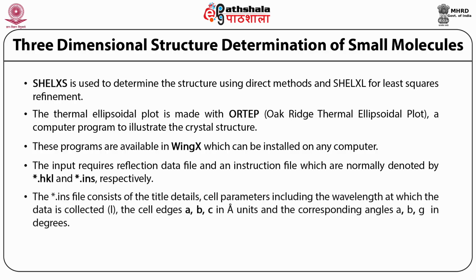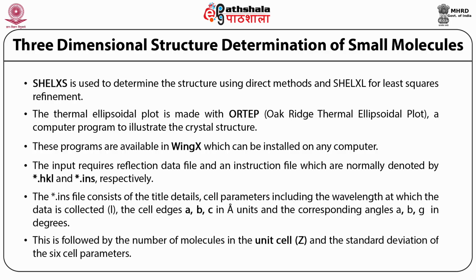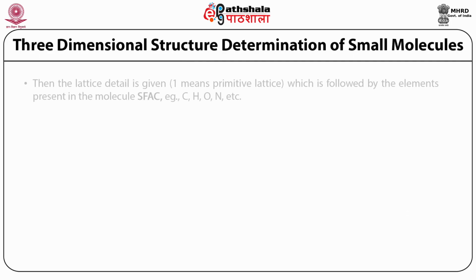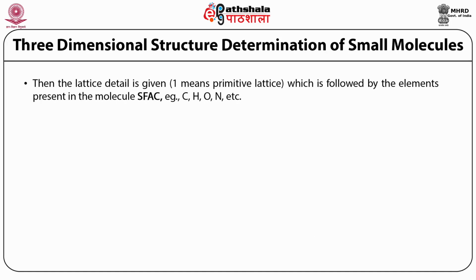The instruction file consists of the title of the compound, the cell parameters including the wavelength at which data is collected, the cell edges a, b, c in angstrom units, and the corresponding angles alpha, beta, gamma in degrees. This is followed by the number of molecules in the unit cell denoted as Z, and the standard deviations of the 6 cell parameters. After that, the lattice detail is given. For each lattice there is a number. For a primitive lattice, the number is 1. Suppose your space group is non-centrosymmetric, you have to attach a negative sign with this, otherwise you just leave it as such.